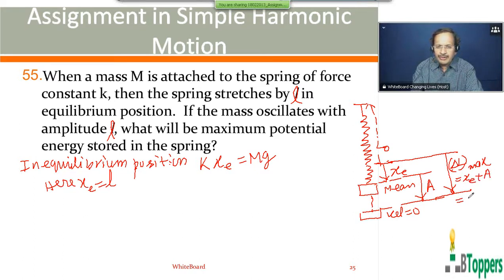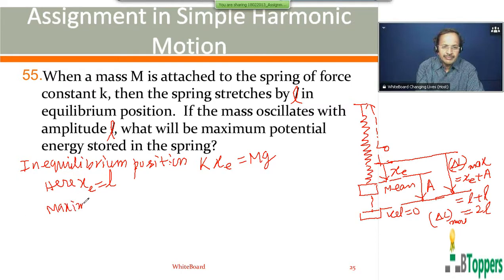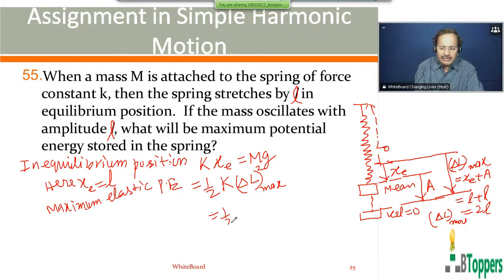Here the elongation in the equilibrium position is L, and the amplitude is also L. So the maximum elongation of the spring from its natural length will be 2L. So the maximum value of the elastic potential energy stored in the spring is equal to half K into the square of the maximum value of elongation of the spring from its natural length. The maximum elongation of the spring from its natural length is 2L.